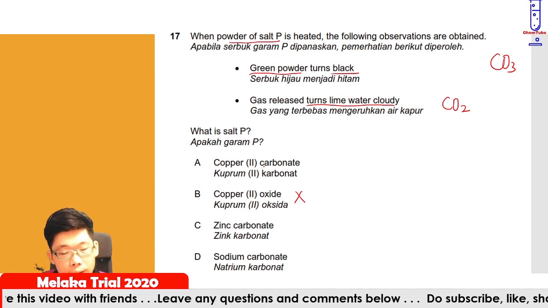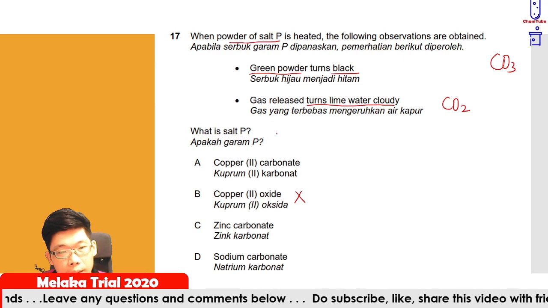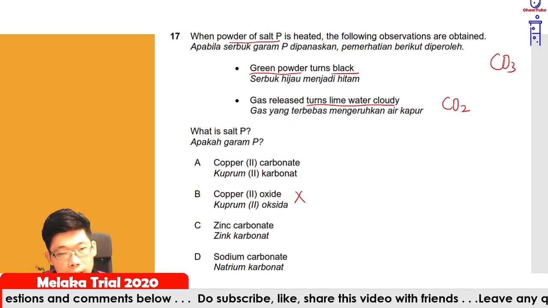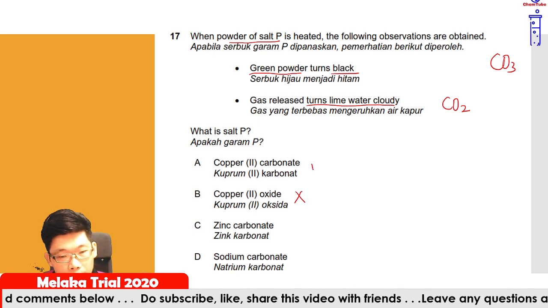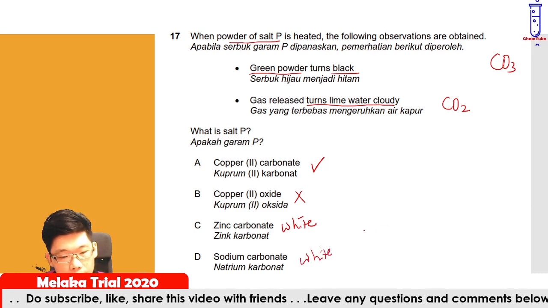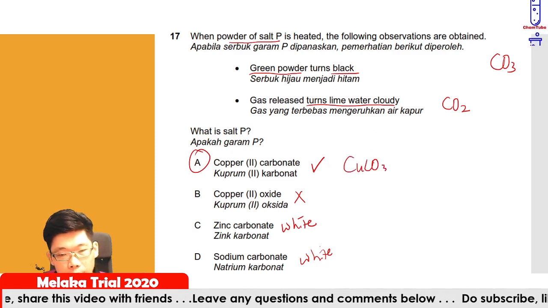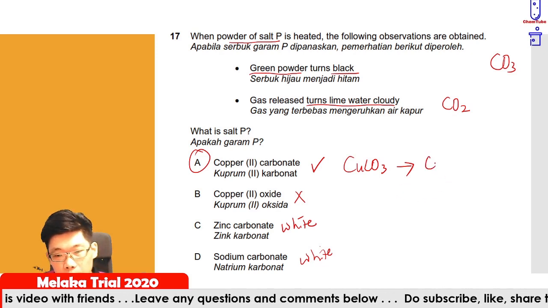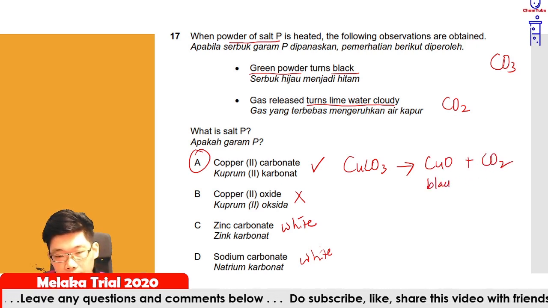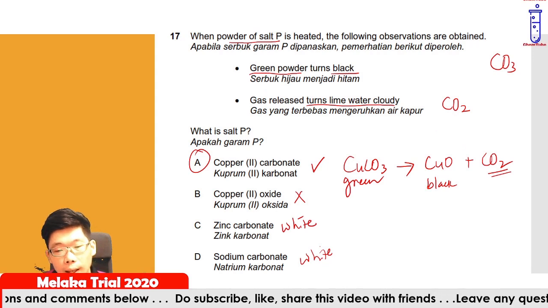Okay, so we have a few methods to determine it. First, we can see which metal carbonate is green. Is it copper(II) carbonate, zinc carbonate, or sodium carbonate? Green powder will be copper(II) carbonate. Zinc carbonate is white, and this one is also white. Another way is that it turns black. Copper(II) carbonate decomposes to form copper(II) oxide and carbon dioxide. Copper(II) oxide is black, turning from green to black. Then the carbon dioxide turns the lime water cloudy.